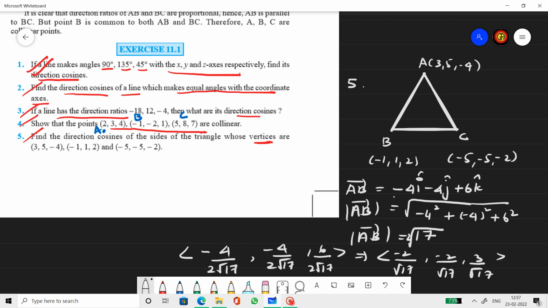After you find BC, find the magnitude of BC, then the components of i, j, k divided by the magnitude will give you the DC. I did for AB, I'm sure you will be able to do it for AC and BC also. So with this, we are done with the first exercise of three-dimensional geometry, where we understand how to find DCs and DRs. In my next class, I'm going to teach you the equations of straight line. Hope you understand what I taught.